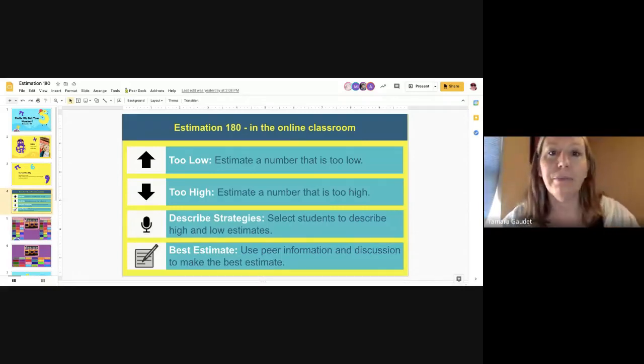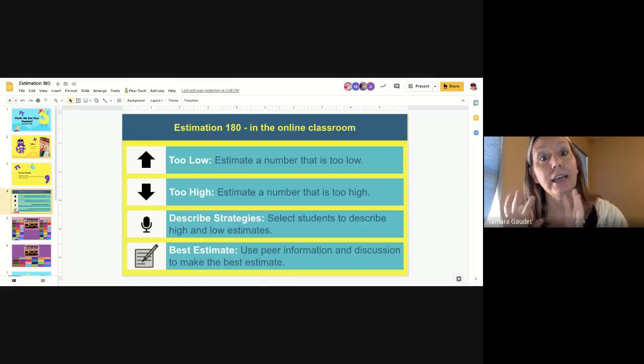Okay, so in Estimation 180, the first step that we're going to do is look at a picture and we'll have a question, and we then make an estimation that is too low. From there, we will decide about an estimation that's too high. And then after that, we're going to discuss our strategies for a low, for a high, and really think about our reasonings for both of those.